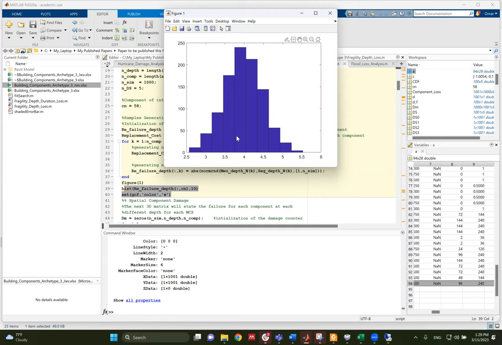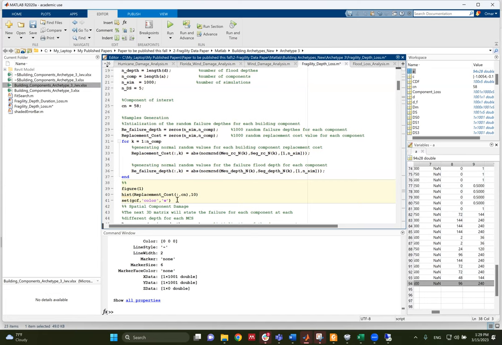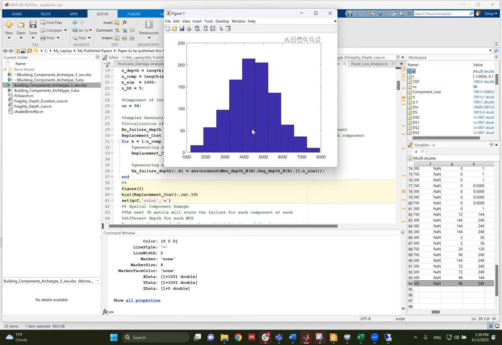If you want to do this with the replacement cost of the component, you can do this as well. If you want to replace the failure depths with the cost, we can change this, control C, and let's put this, control V. And rather than rerunning the whole code, let's separate this and rerun this. Let's go to figure one. Yeah, right now, what I'm presenting is the distribution of the replacement cost of the component. The average replacement cost was around 4,000, but it can go as low as 1,000 or as high as 8,000. So this is a histogram of the value of the component.